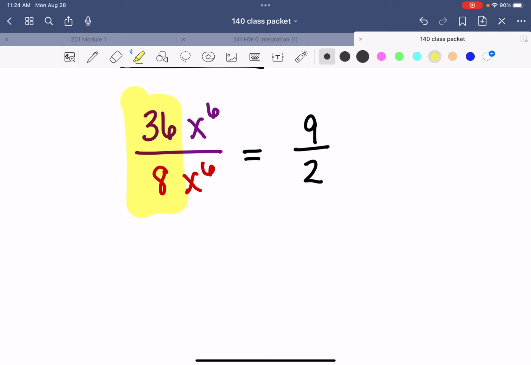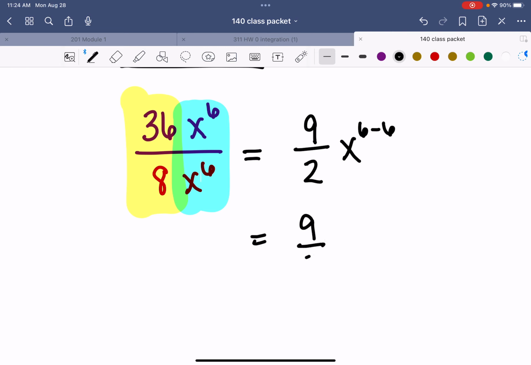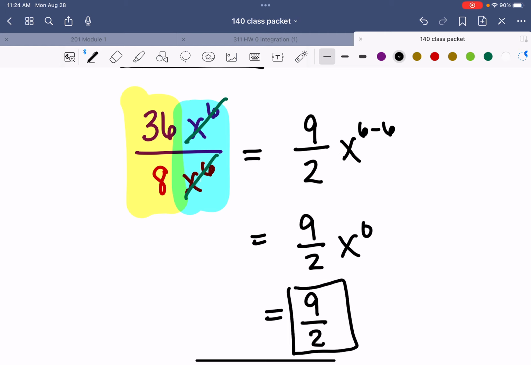With the x to the 6th, we're dividing here so we can subtract. So this is x to the 6th minus 6th, and that turns out to be 9/2 times x to the 0, and x to the 0 is 1, so that becomes 9/2. The other way that you can think about it is that those are the same term in the top and the bottom, so I can just cancel them out. And I end up with just 9 over 2.